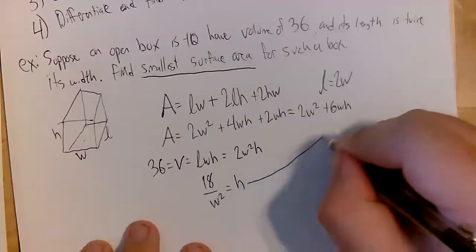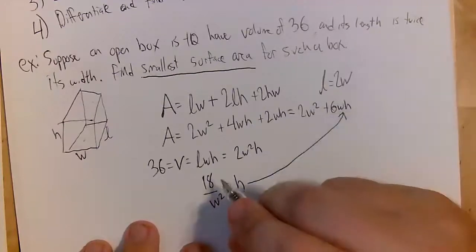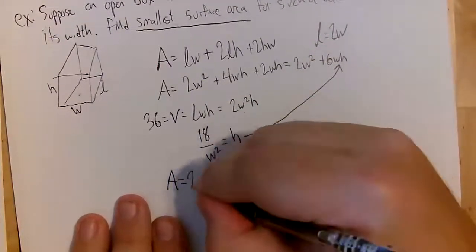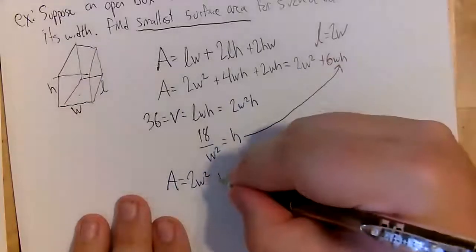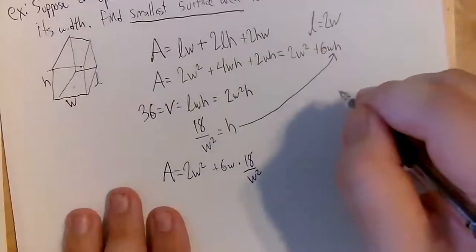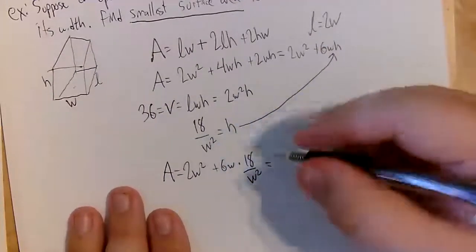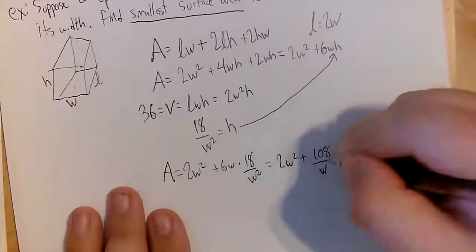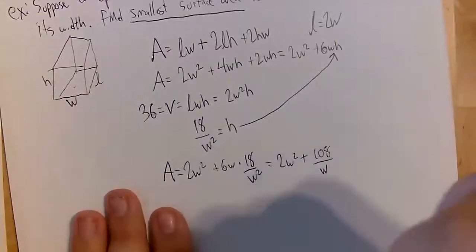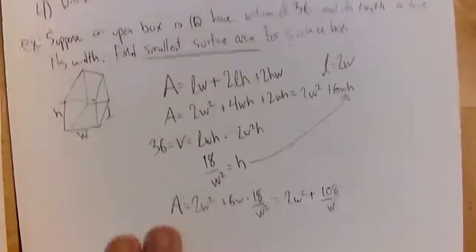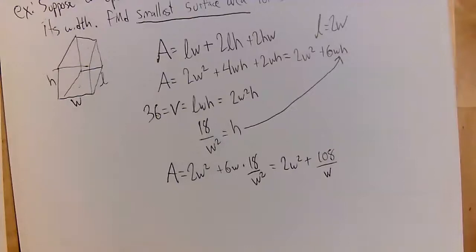Now every time I see an H in my equation over here, I can replace it with 18 over W squared. So now my area is 2W squared plus 6W times 18 over W squared. And when we simplify this, we get 2W squared plus 108 over W when one of these W's cancels. All right, now we've completed step 3. We've eliminated all but one of the variables here. Now step 4, the final step, is we're going to differentiate and find our extrema.